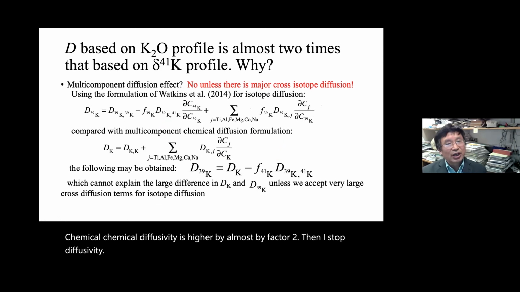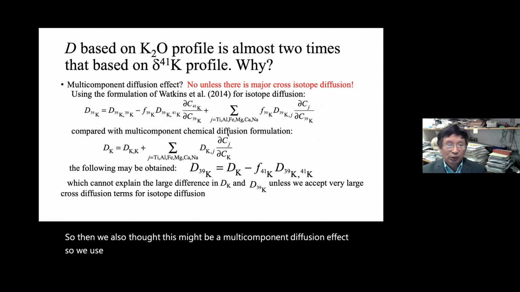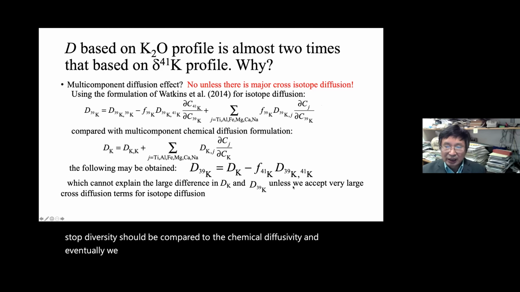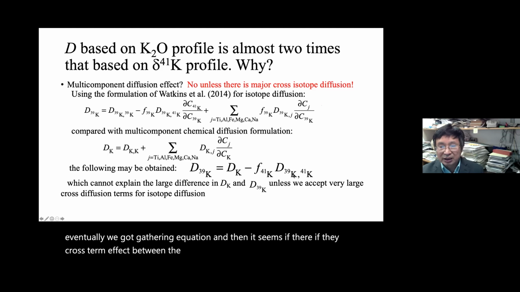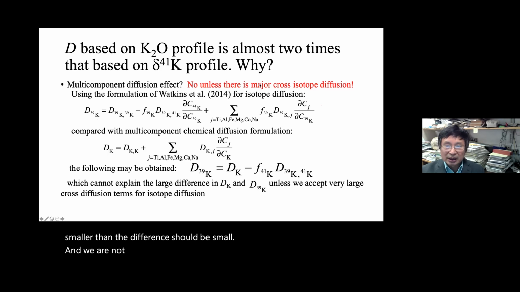So then we also thought this might be a multi-component diffusion effect. So we used the formulation of Watkins 2014 to figure out how different isotope diffusivity should be compared to the chemical diffusivity. And eventually we got an equation, and it seems that if the isotopic cross-term effect is negative, is small, then the difference should be small. And we are not really expecting large cross-isotope diffusion.